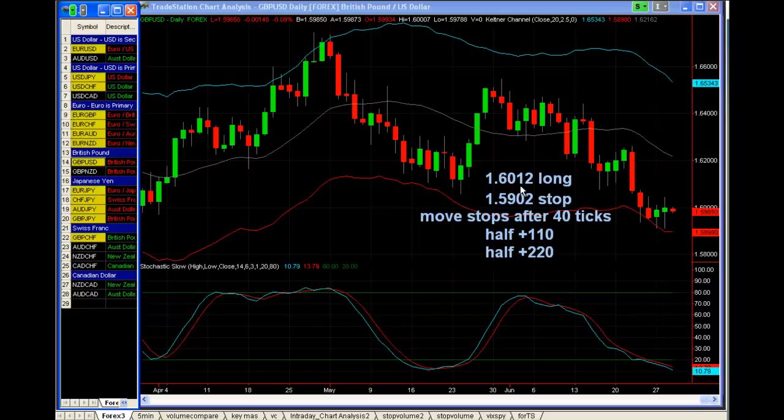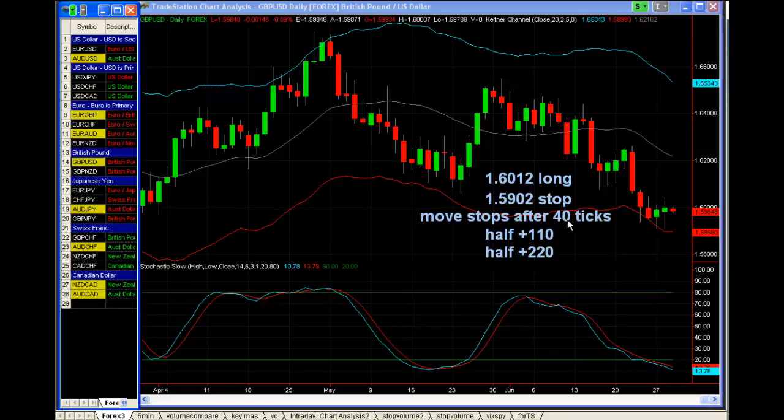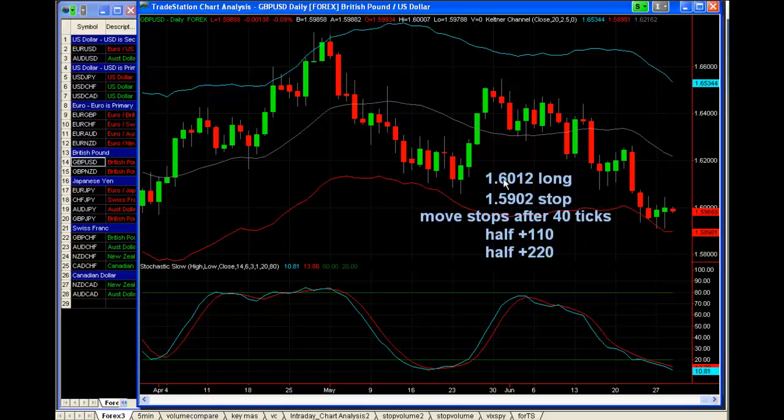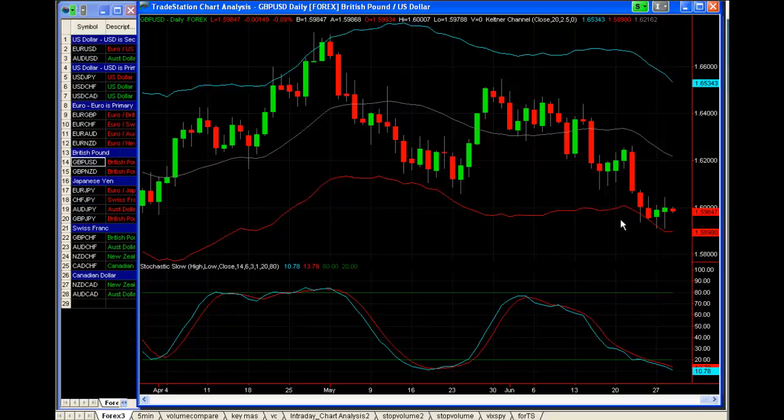Here's the pound. Okay, we had a 60.12 entry. Move stops after 40 ticks, but nope, that was adjusted to 30 ticks. So it went to 60.42. It went one tick above that, and then it stopped out break even. So we changed this on the 9 a.m. update, so it's important that you check that. We changed it to a 30-tick stop loss move, and we moved the stops there.